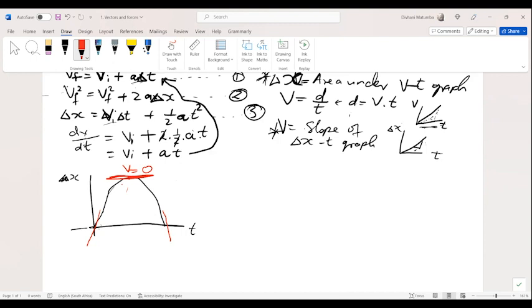So in order to get the equation for the velocity of that graph, you have to find the slope, or the so-called derivative, of that graph, which is your velocity equation.